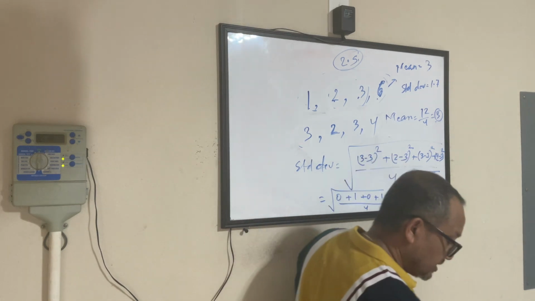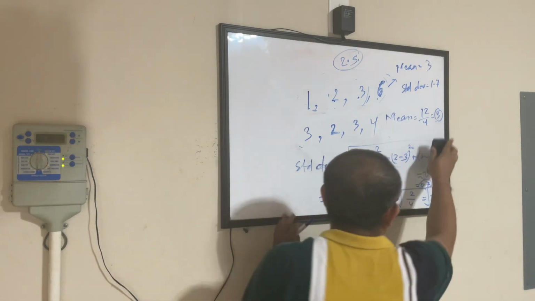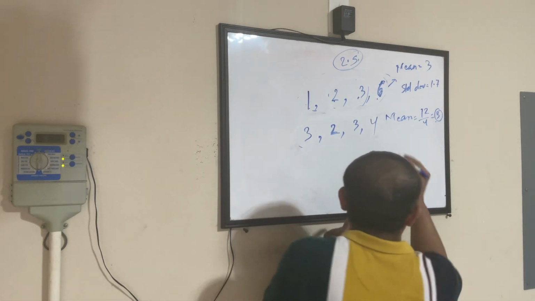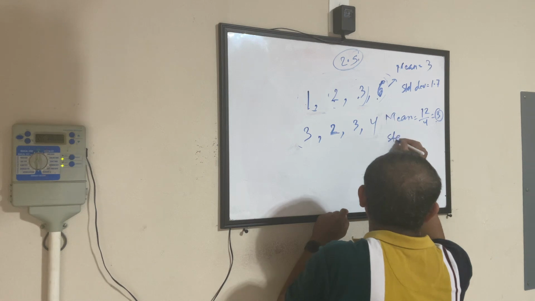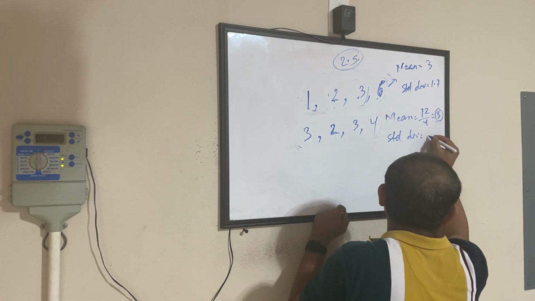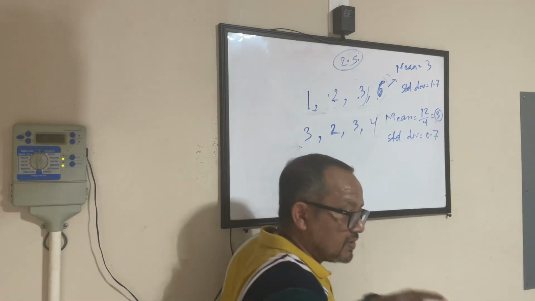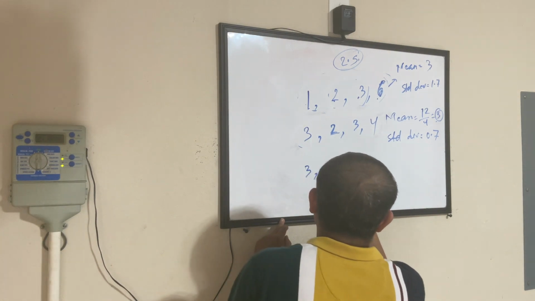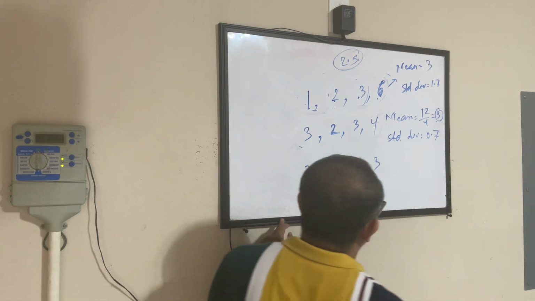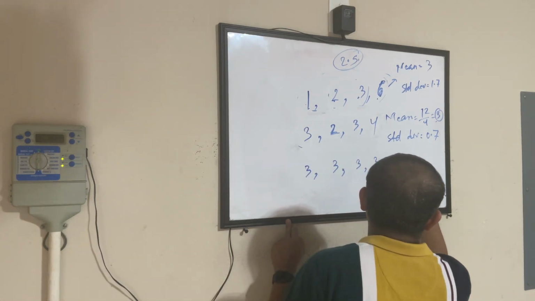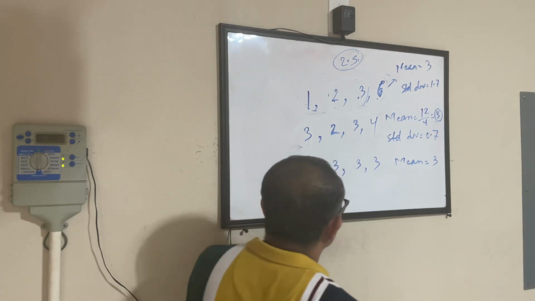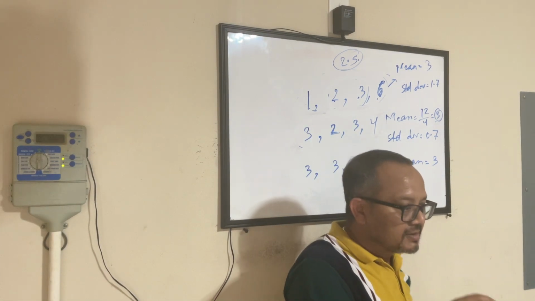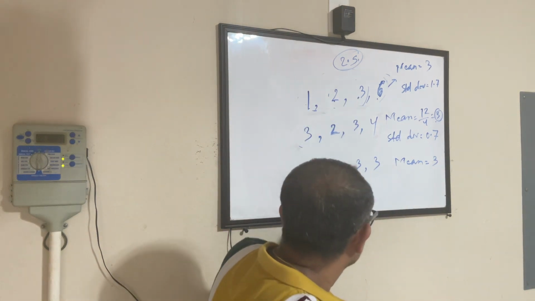So now, if I erase everything here, what you see in this case is that your standard deviation is 0.7. Okay. Now I'm giving you a third situation. Same 4 records. What is my mean for this set? 3. Median will be 3, same as the other 2 sets, or close to that.